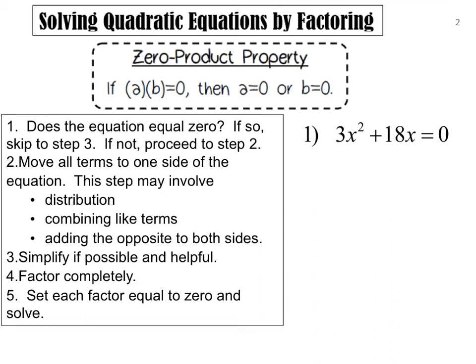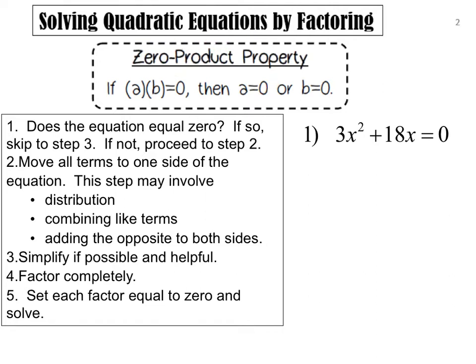Solving quadratics by factoring. First, we're going to start out by reviewing the zero product property from Algebra 1. Anything times 0 is equal to 0. So in this case, if we let A equal 0, it doesn't matter what B is, our product will be 0. If we let B equal 0, it doesn't matter what A is, our product will be 0. So we will be using the zero product property as we solve quadratic equations by factoring.